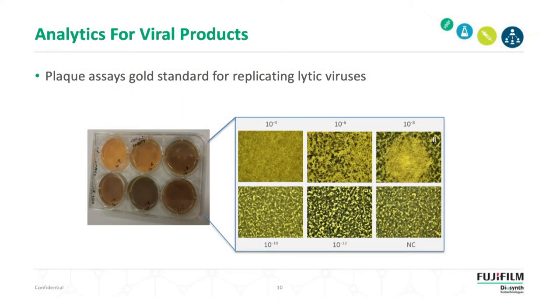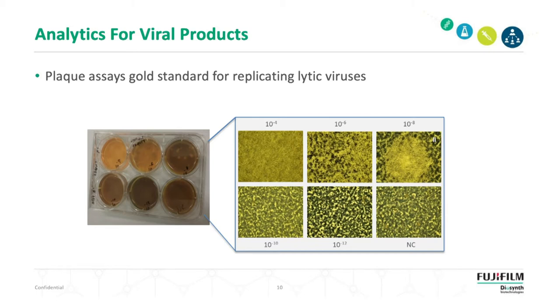Okay, so let's talk about a fairly fundamental specification item. How many viruses have I actually made? It's a fairly important property if you're about to have them injected into you. So if this was a normal virus, the gold standard way of doing this is a plaque assay.